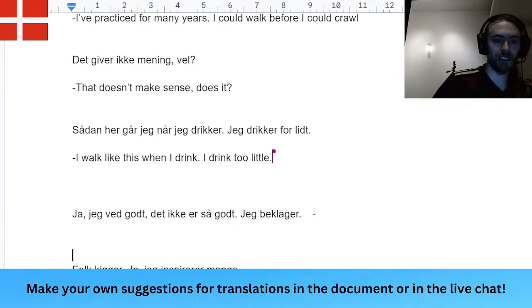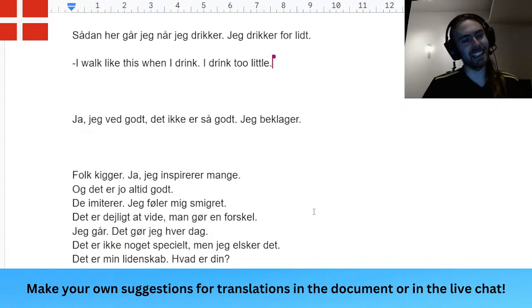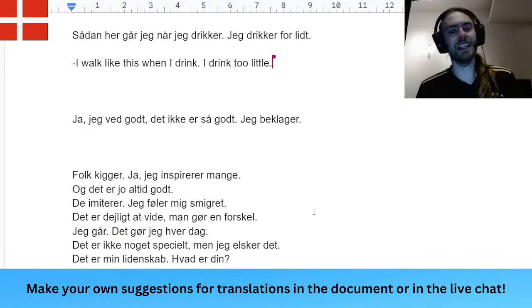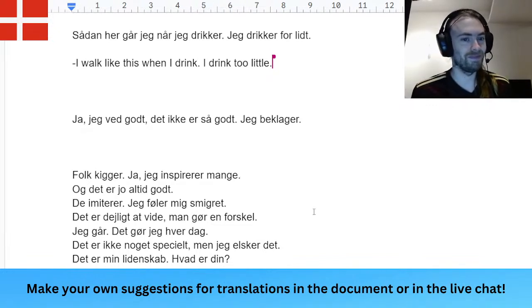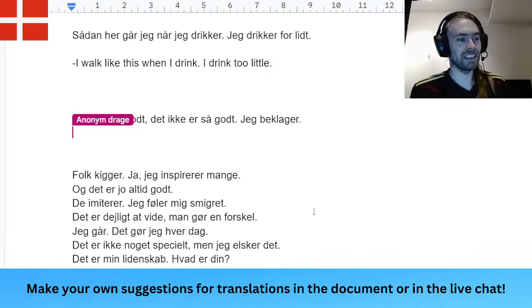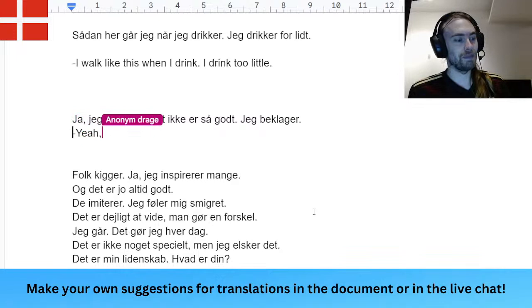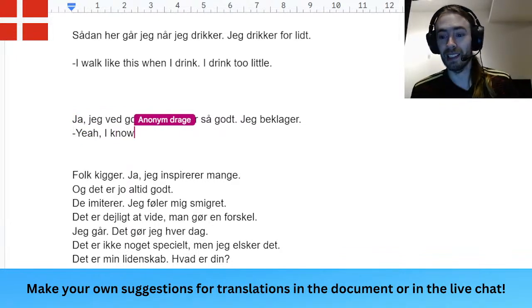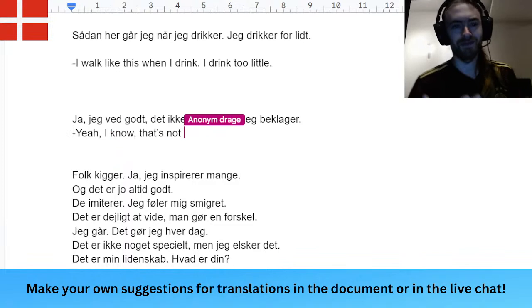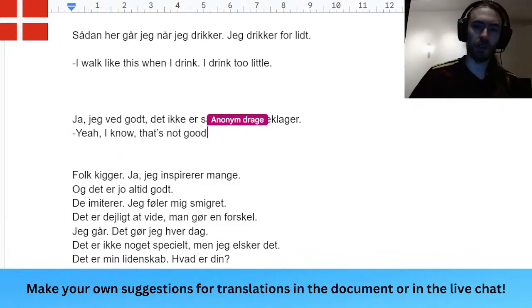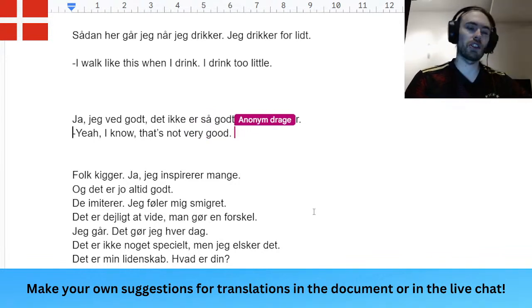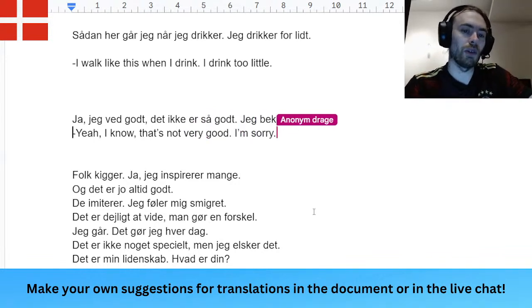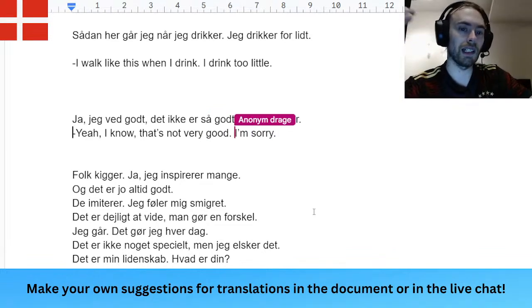Jeg ved godt, det ikke er så godt. Jeg beklager. What is that? Jeg ved godt, det ikke er så godt. Jeg beklager. It's kind of easy. Beklager would maybe be the tricky part, at least for some learners. Jeg ved godt, det ikke er så godt. That's kind of straightforward. I know that's not very good. Not so good. That's good. I'm sorry. So guys, what is the difference between beklager and undskyld?